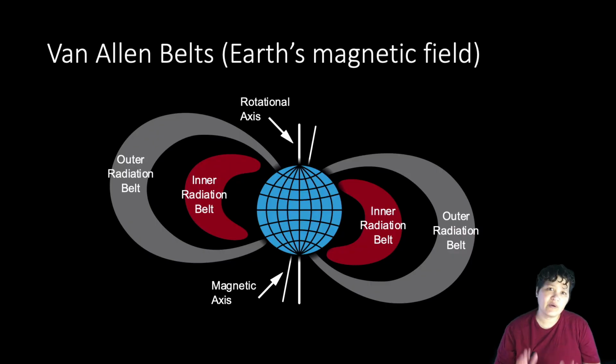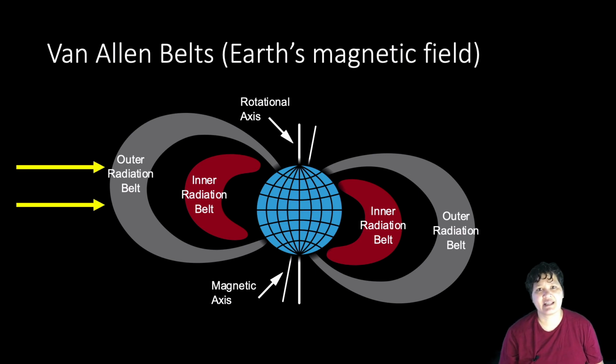All right, there is one more factor in whether a planet can hold onto an atmosphere or not, and that is whether or not it has a magnetosphere. We call Earth's magnetic field the Van Allen belts. Now, the reason magnetic fields are so important is that the sun is constantly spewing a stream of charged particles, primarily protons and electrons. So this is what we call the solar wind.